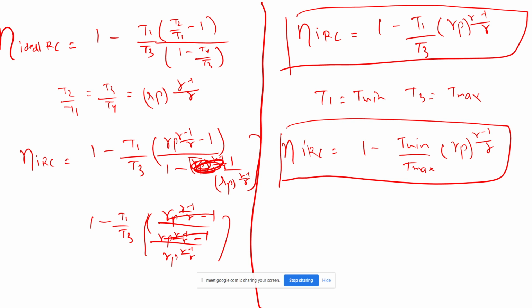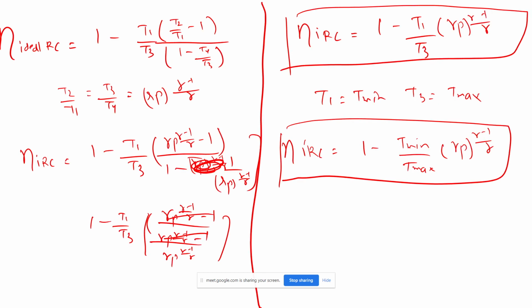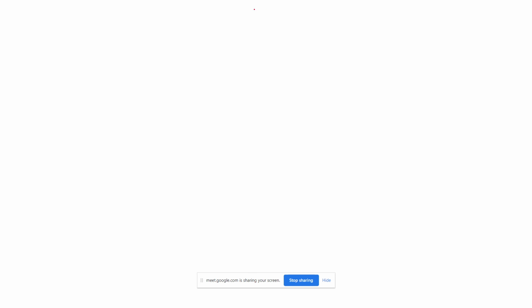Based on this only, we'll solve one problem that was asked in the GATE exam. Okay, you can see the previous slides. Should I give you one question which was asked in the GATE, based on what we have discussed today? Okay, I'll give you. So the question was asked in GATE.